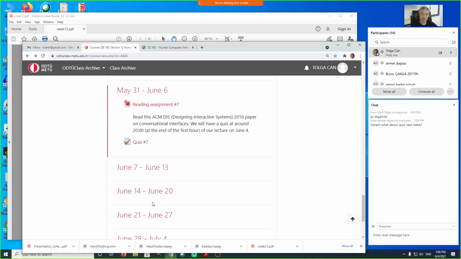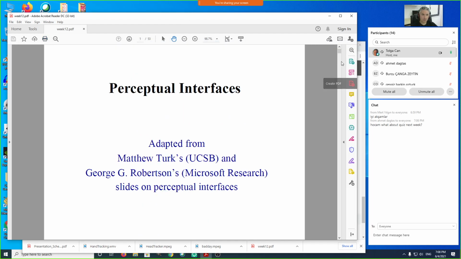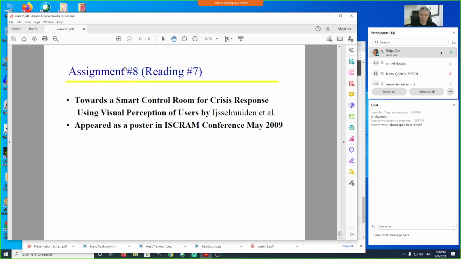And the other quiz will be on June 18th, and it will be here, along with your last reading assignment 8, which is, I think, a nice paper. It was a poster presentation in one conference. It's right here. The number you see here is not correct. It's actually reading 8: Towards a smart control room for crisis response using visual perception of users. It's a 12-year-old paper, but it appeared as a poster in this ISC RAM conference.